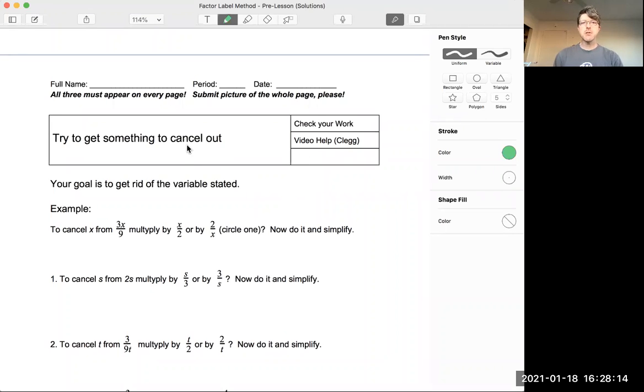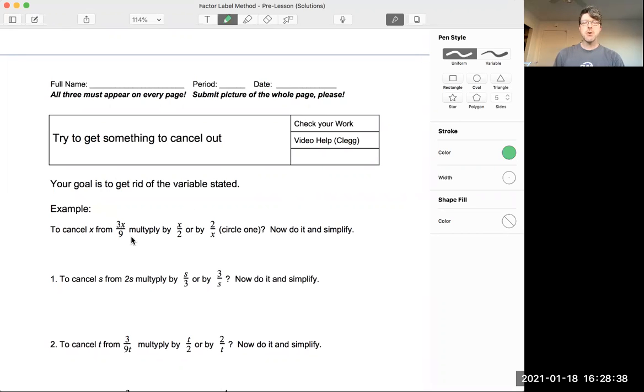So now with part 2 of this assignment, getting ready to do the factor label method, we're going to play a little game called try to get something to cancel out. So here's an example. We want to cancel an x from 3x over 9. And so we have a choice. We can either multiply by x over 2, or we can multiply by 2 over x. So which one are we going to do?